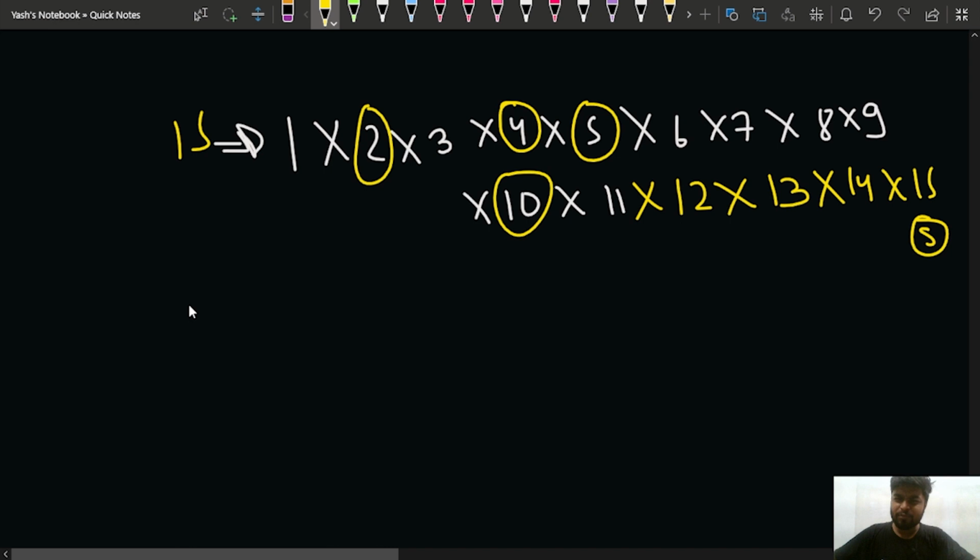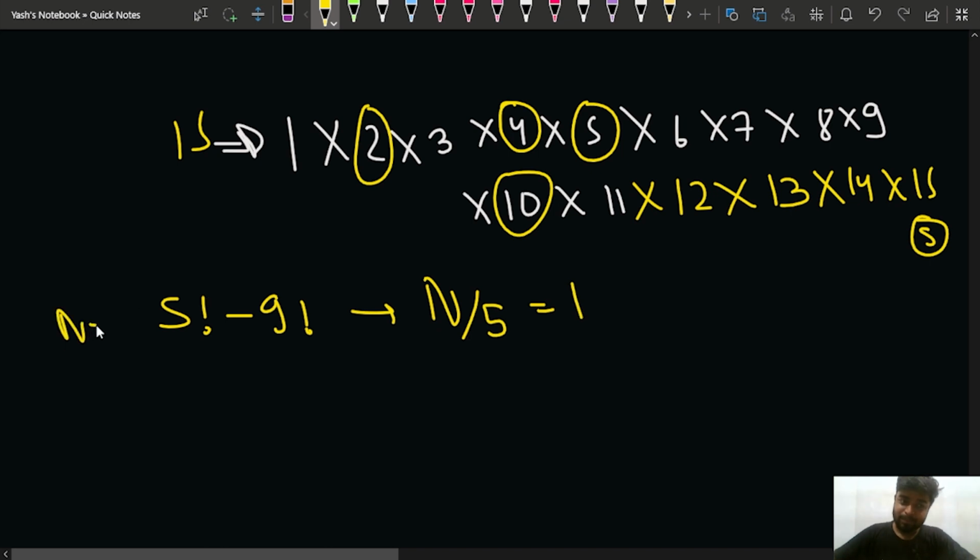So if I see the observation, from 5 factorial till 9 factorial, that is 5 factorial, 6 factorial, 7 factorial and so on, the number of trailing zeros was just 1, okay? You can observe this part. So if n is given, n divided by 5 gives me 1 here, right? If the n value was, let's say, 10 factorial to 14 factorial, in that case I can see that I have at most two pairs. So two trailing zeros are there at the end.